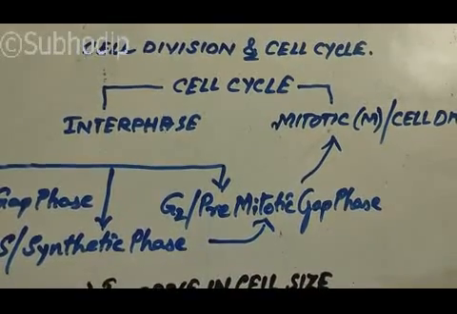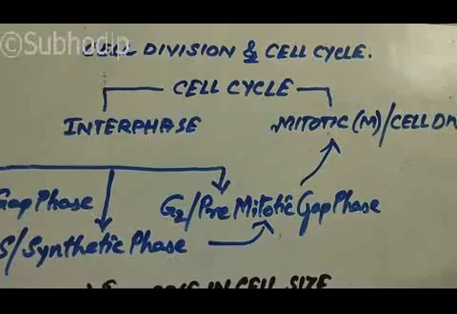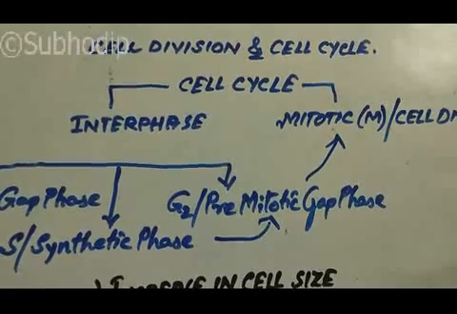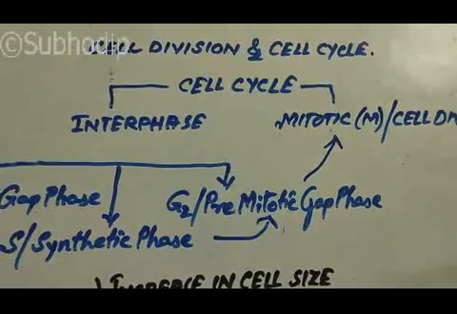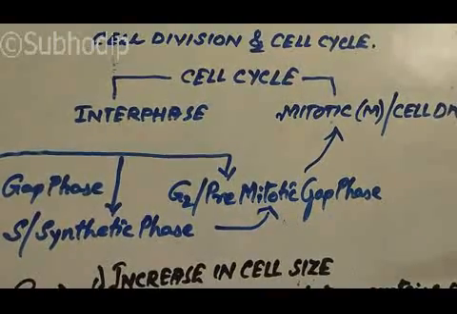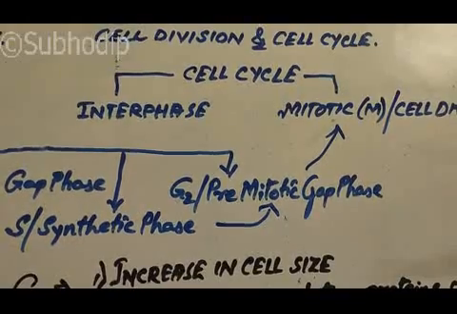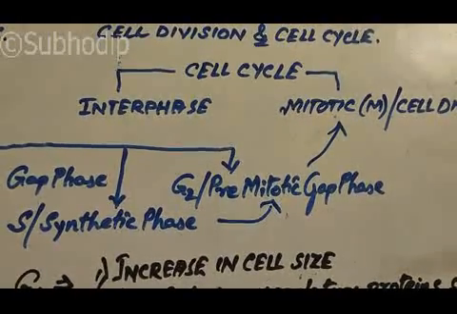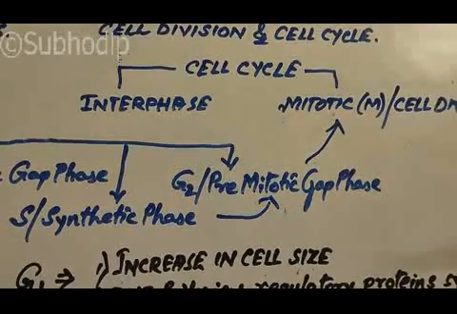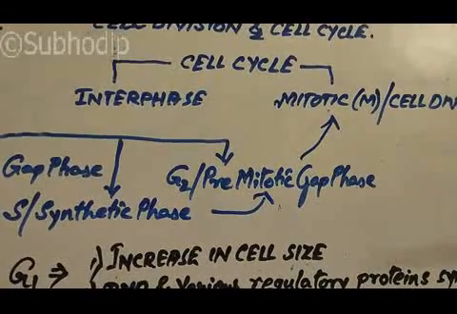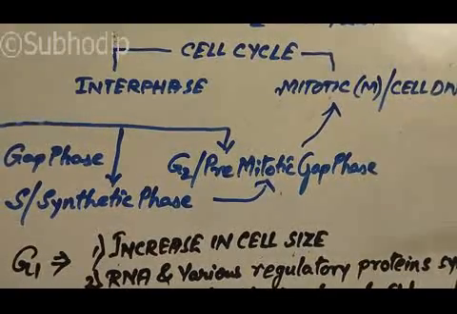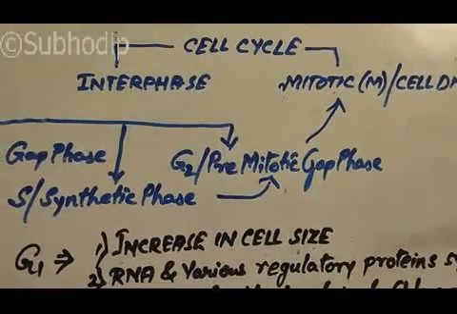Good morning, students. Today we will discuss cell division and the cell cycle. The ability of a cell to divide and reproduce itself is a major characteristic of most living cells. The process by which a mature parent cell duplicates into two daughter cells is called cell division. Cell division is of great importance in the life of an organism.